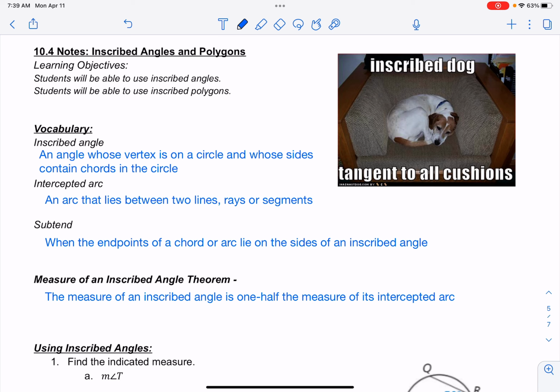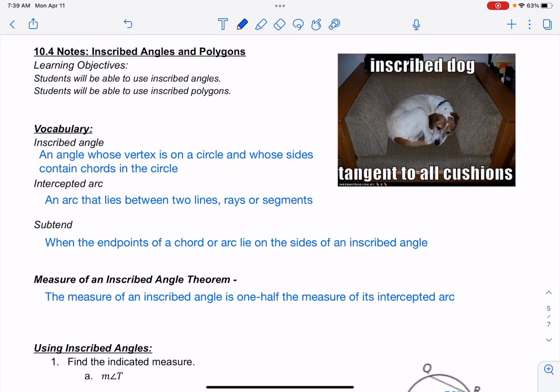So an inscribed angle is still an angle inside your circle. However, the vertex is actually on the edge of the circle, and then the sides of our angle form chords within our circles. So this means that our angle stretches from one side of the circle to the other, essentially.